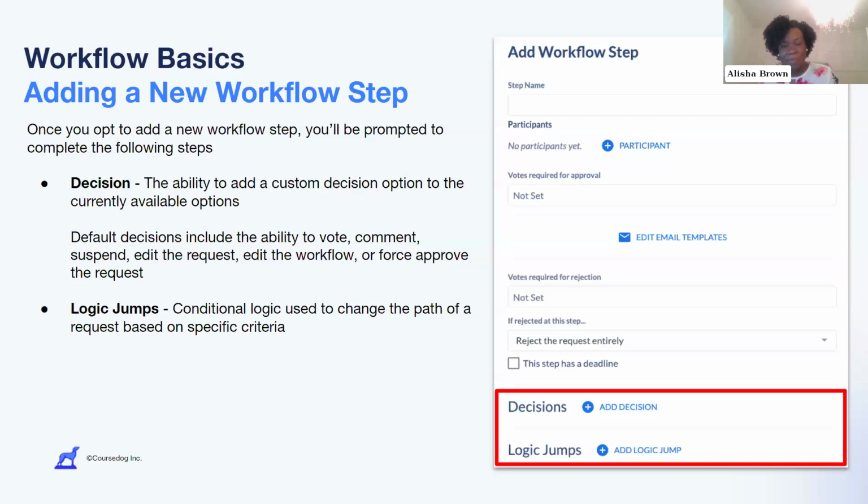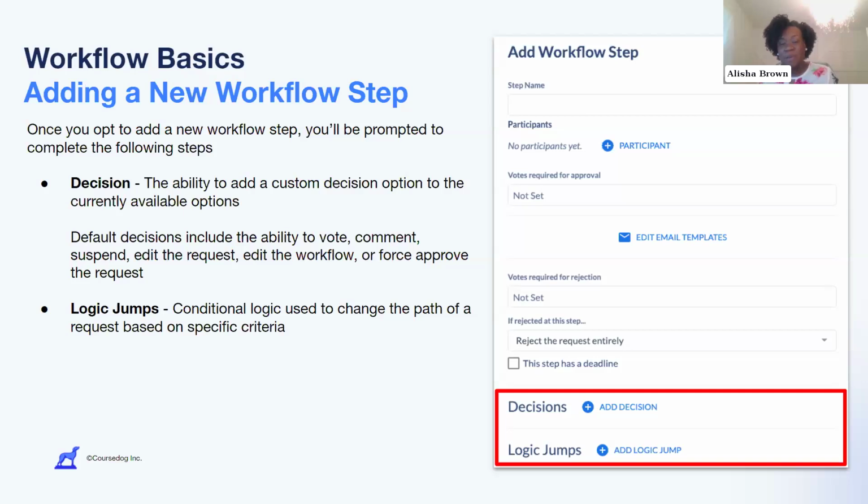Logic jumps use a variety of predefined fields within the platform to help determine the path of a workflow step. You can use conditional logic along with the fields that are coming from the specific forms you're working with to move a request forward when it meets your set criteria. So you can think of this as maybe if someone submits a request on behalf of a specific organization, you can tell the workflow what to do if the alumni office submits a request versus maybe someone from the Greek Life office.